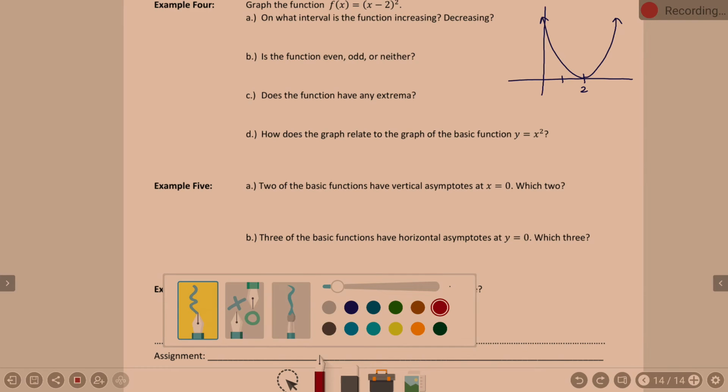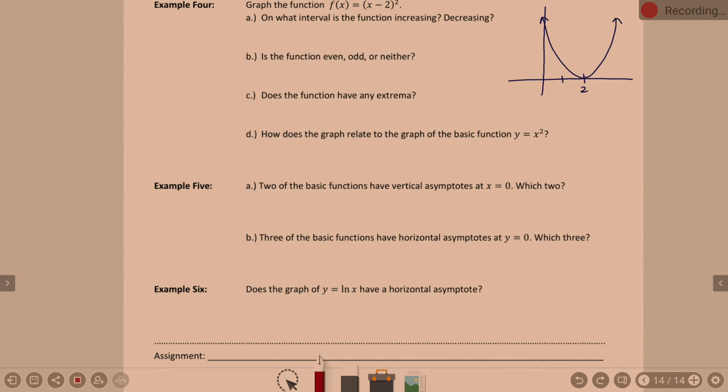Now, on what interval is the function increasing? And then we'll answer decreasing. 2 to infinity is what? Increasing. Okay, so if we start down here at the bottom at the vertex, we are starting to increase at the ordered pair 2, 0. And so we start increasing at 2, and we're increasing to infinity. We've been using brackets, right? Okay. So that is your increasing.